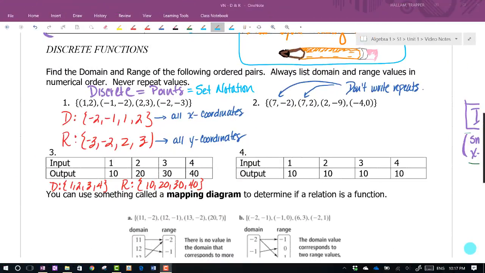Okay, so we're ready to talk about domain and range examples. We just went through how we deal with the two forms of it. So we're going to start with discrete here, and we're going to talk about some discrete examples and how we would write the domain and range.